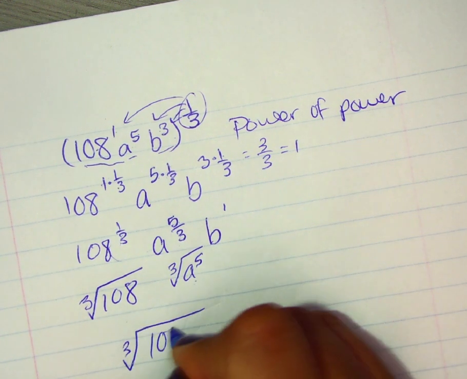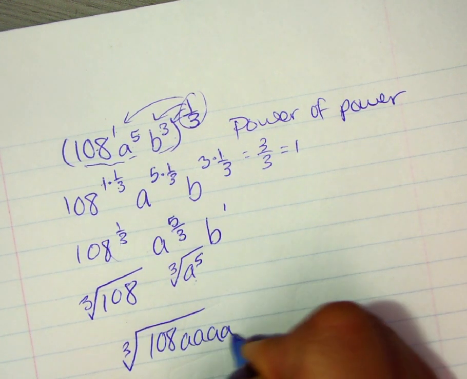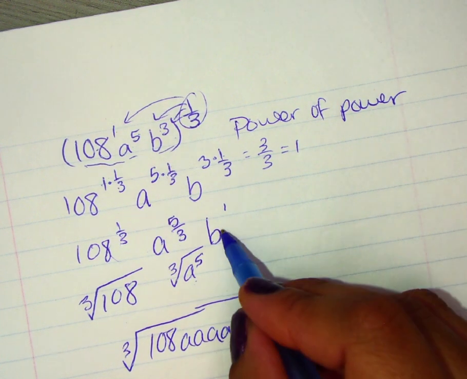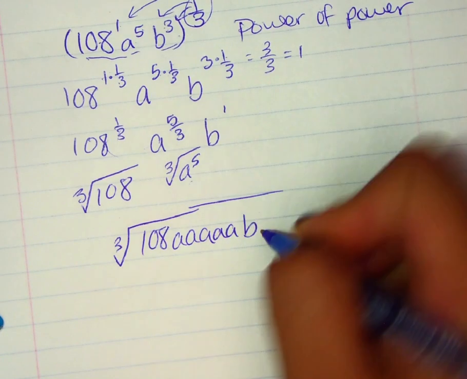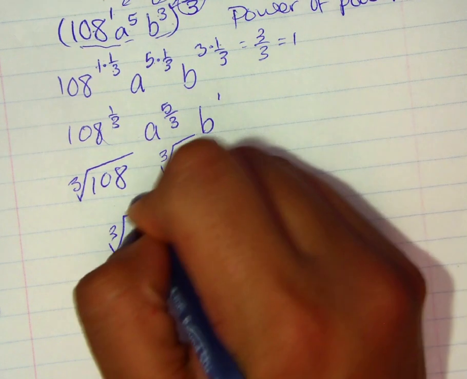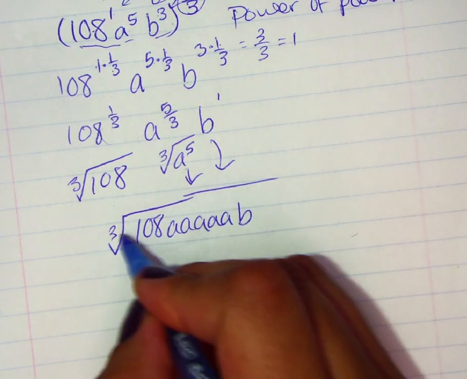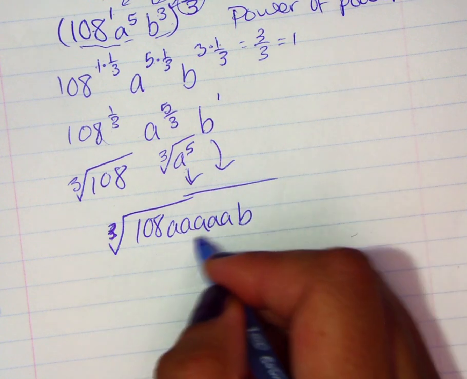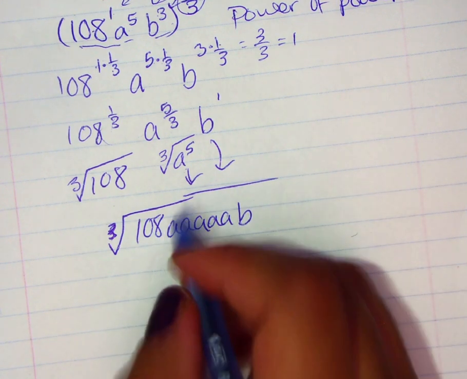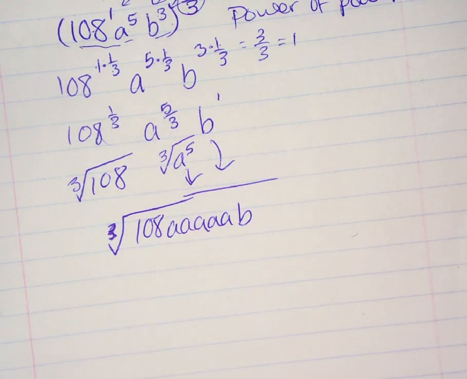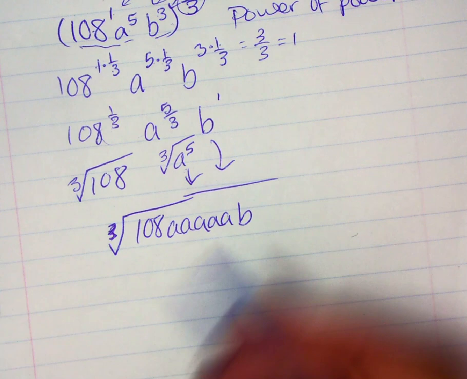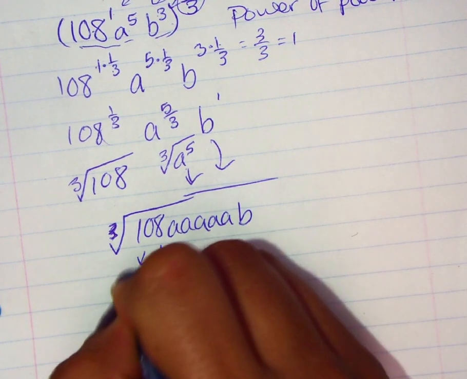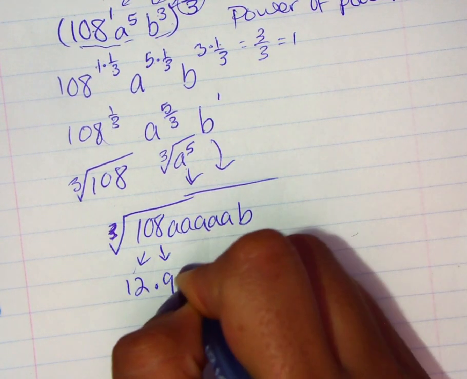Cube root of 108, a to the 5th. So that's 5 a's. And then the b value is just 1. The 108 though, let's break that down also to see if there are numbers that we can take out that are in here 3 times themselves. So 108 seems to be the answer if we multiply 12 times 9. So 12 times 9 is 108.